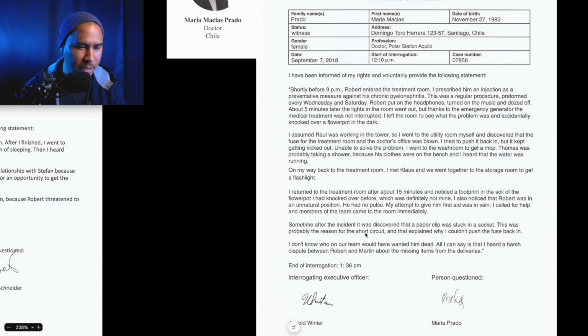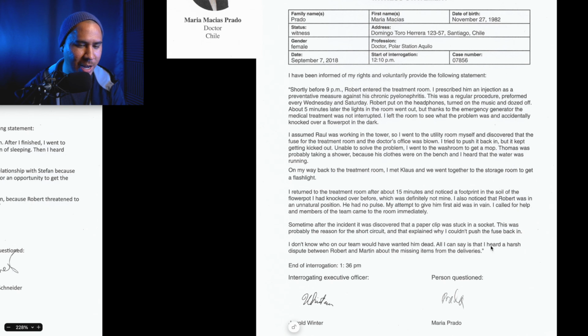Sometime after the incident, it was discovered that a paperclip was stuck in a socket. This was probably the reason for the short circuit, and that explained why I couldn't push the fuse back in. All right. Who had access to a paperclip and knows how to use it? I don't know who on our team would have wanted him dead.